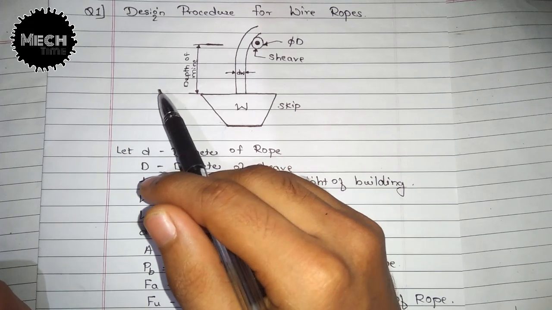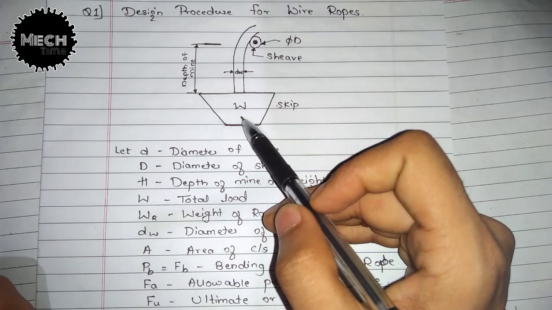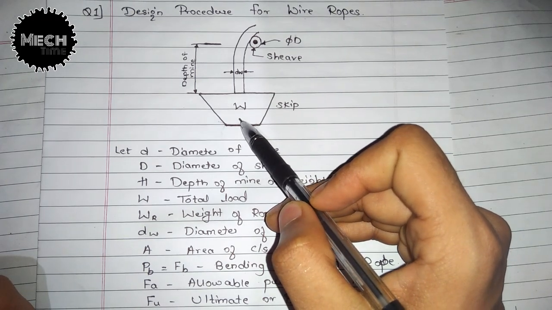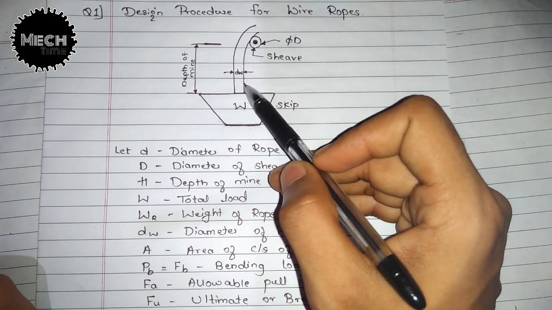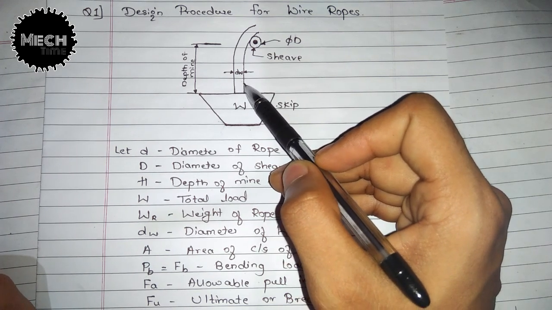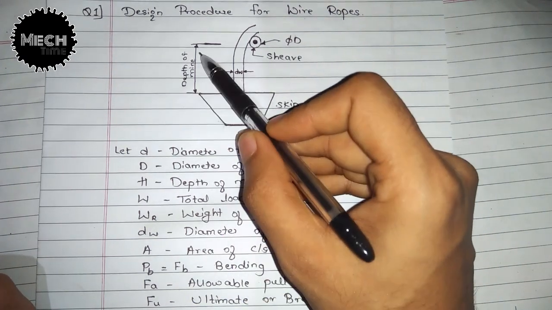As you can see, the question is the design procedure for a wire rope. I have drawn a figure for it. This W is nothing but the total load. This dW, small d and small w, is known as the diameter of a wire. This is the sheave, and this is the depth of mine.